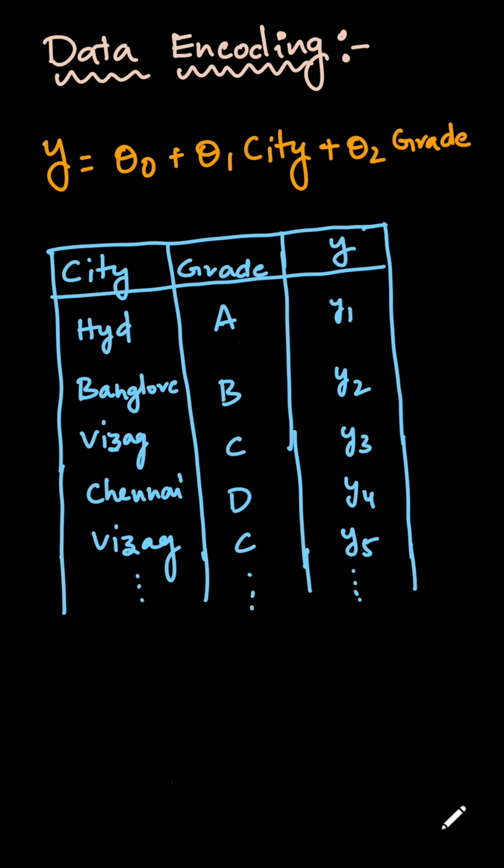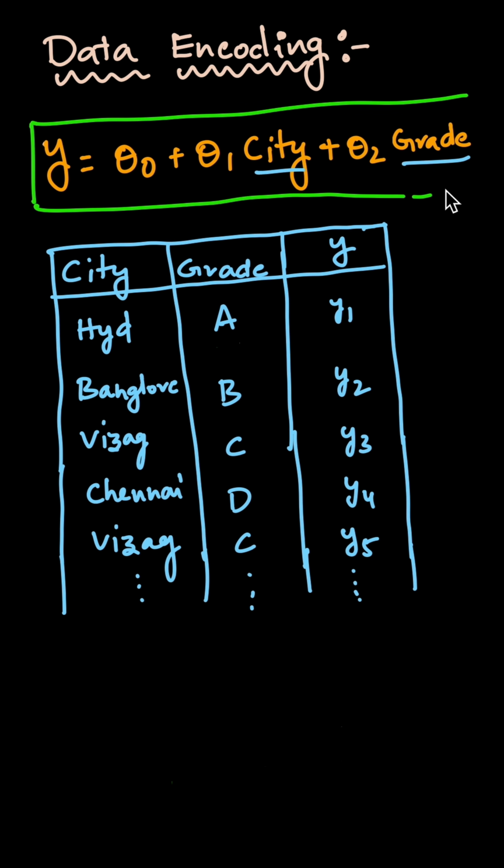In this short, let's try to learn the concept of data encoding. Let's say we are having an equation with input features city and grade. Using these two input features, we are creating an equation that is y equal to theta naught plus theta 1 into city plus theta 2 into grade. These two input features are looking like this, and this is our output feature.